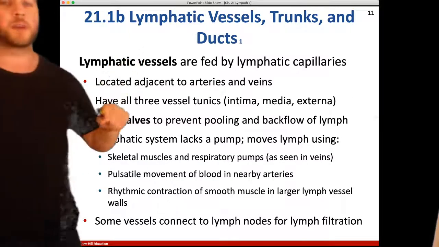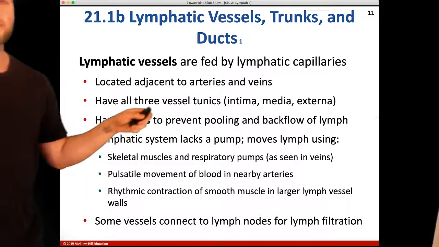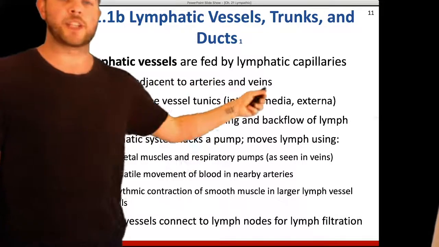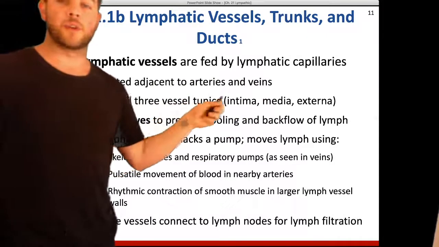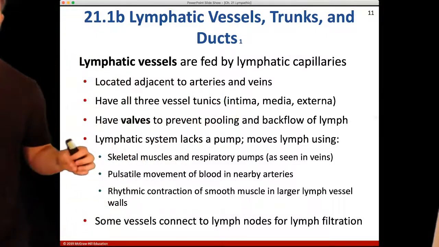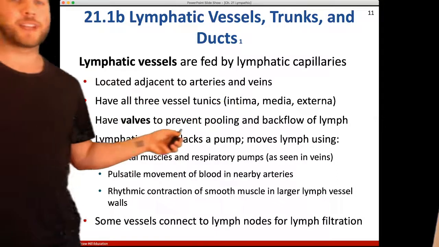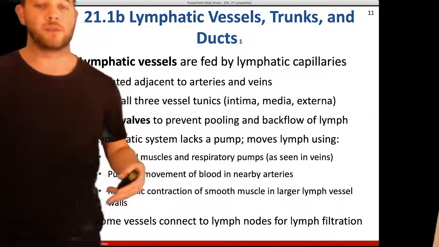Okay, and let's look at those: the vessels, the trunks, and ducts. Vessels are fed by lymphatic capillaries adjacent to arteries and veins. They have all three tunics, just intima, media, and externa, similar to your arteries. They have valves like veins to prevent pooling and backflow of lymph.